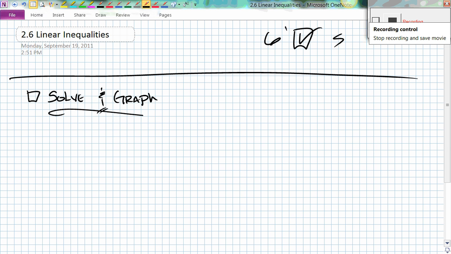Okay, so doing 2.6 linear inequalities. We have 6 boxes that we're going to get through today, okay? The directions are going to be the same for the first 3 boxes. We're going to solve, and we're going to graph, actually, the first 4 boxes are going to be the same. Actually, the first 5 boxes are going to be the same.